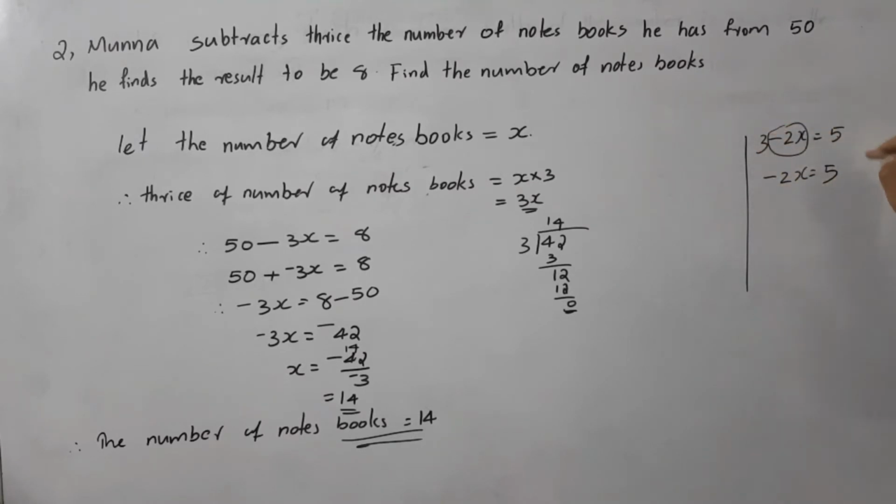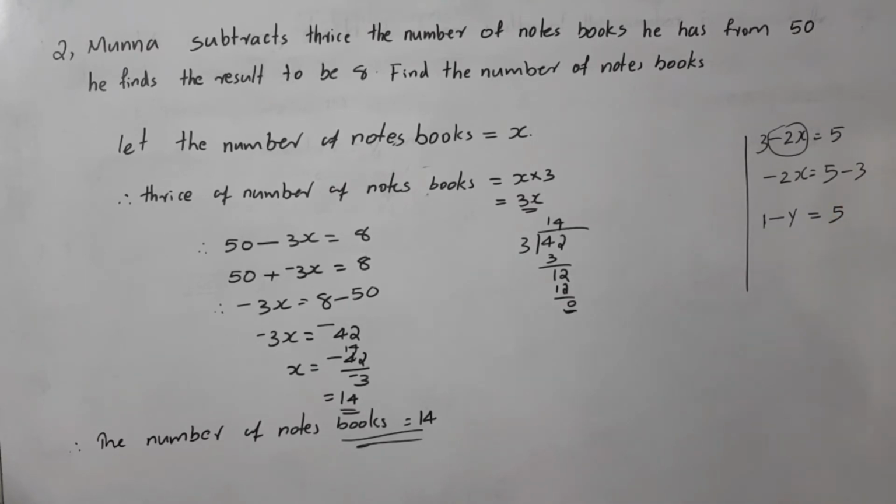Then the sign of 3 changes, so it is minus 3. Okay, then if the equation is like this, 1 minus y is equal to 5, then what are the next steps?